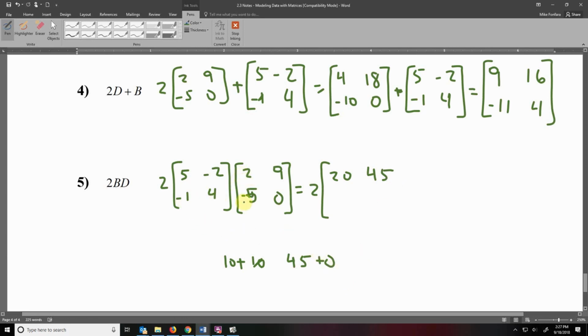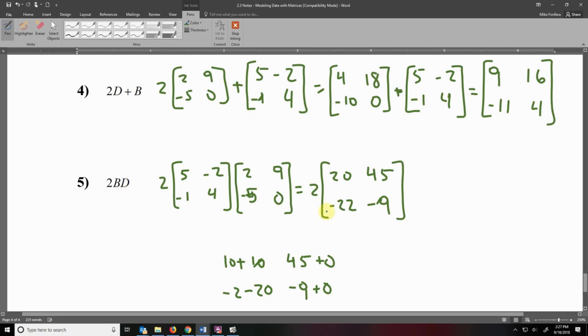Then the second row by the first column, negative 1 times 2, and over and down, 4 times negative 5. So negative 2 minus 20 is negative 22. And then the second row times the second column, negative 1 times 9, and 4 times 0. And that is negative 9.